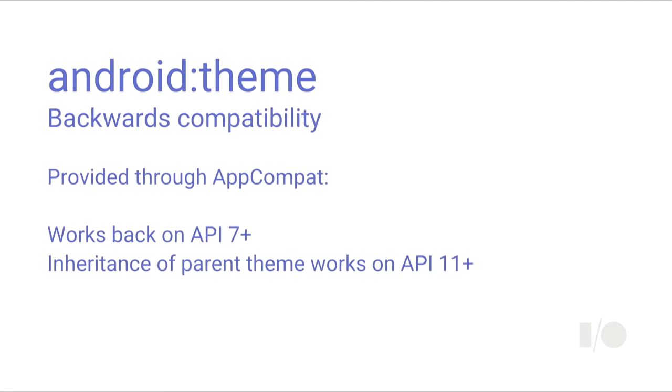We also support android:theme through the AppCompat library. So this is going to work all the way back to API 7 for XML that gets inflated through AppCompat. And inheritance of the parent theme is going to work on API 11 and above. And what this means is that if you put android:theme in your XML, on API 7, we will apply it to that view only. On API 11 and above, we will apply it to all of the views that are inflated as a child of that view.